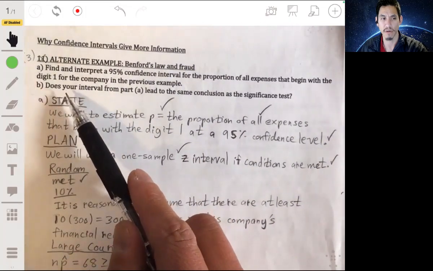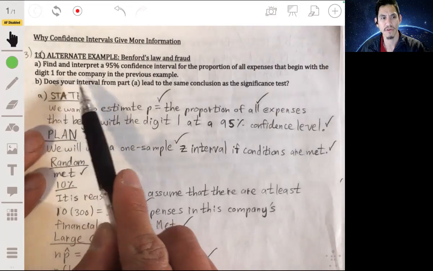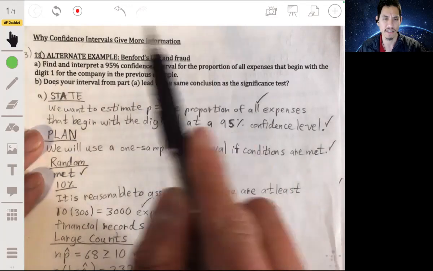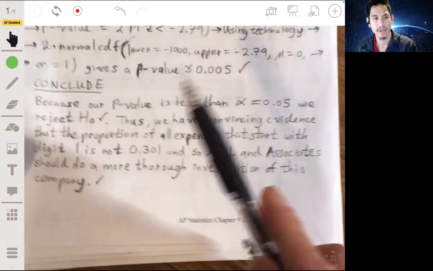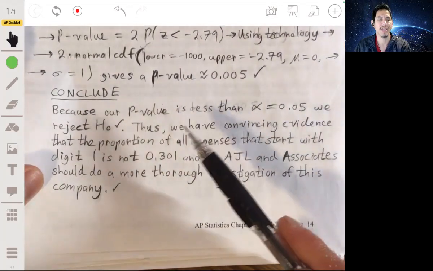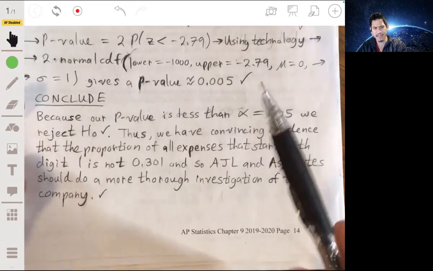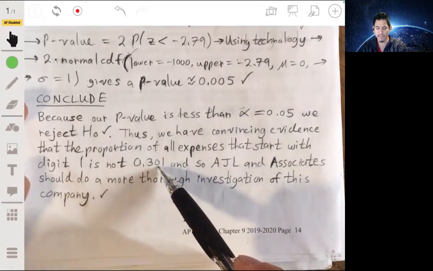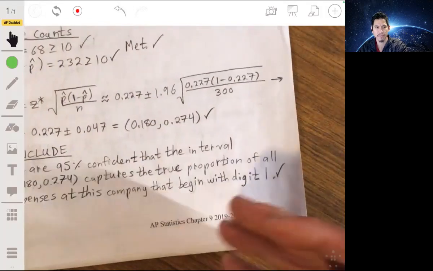Now, the follow-up question, which I almost gave away, but here it is again. Does your interval that we just got, part A, lead to the same conclusion as the significance test? So let's flash back to the significance test. The significance test told us to reject the null hypothesis. It said that we think the null hypothesis is not true. We think it's a lie. We don't think that the true proportion is 0.301. Does this lead to the same thing?